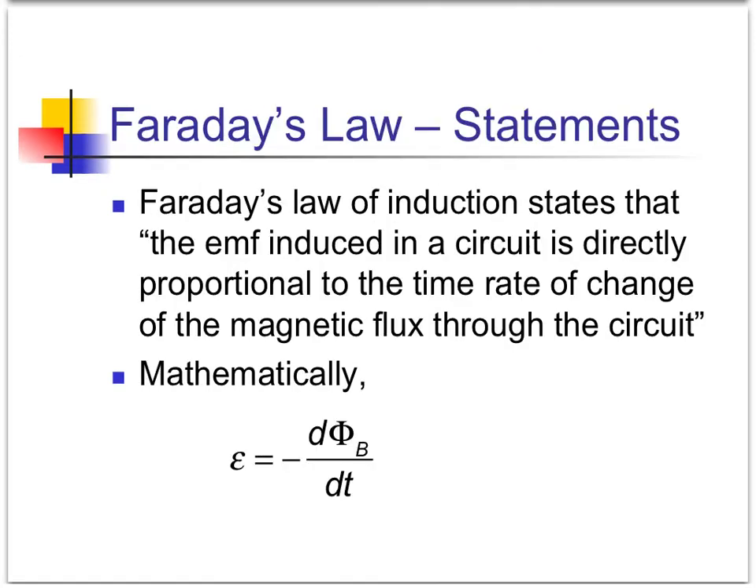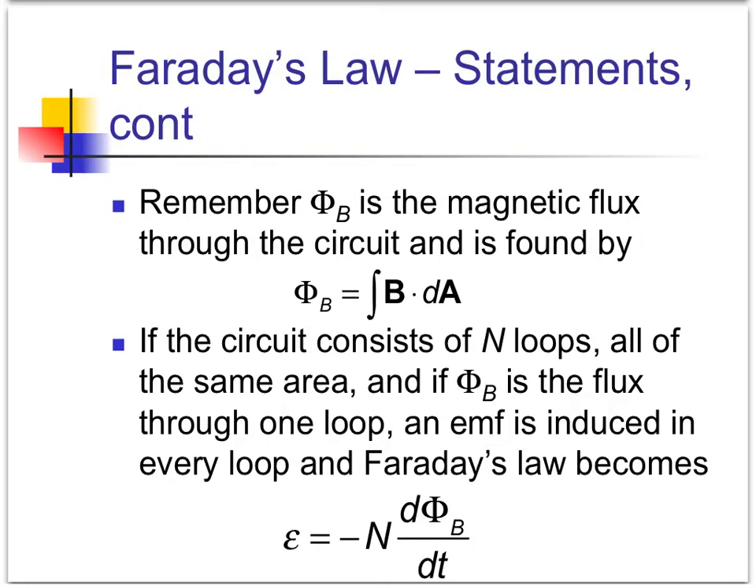And Faraday's law of induction says the induced EMF in a circuit is directly proportional to the time rate of change of the magnetic flux through the circuit, or mathematically, the EMF is equal to the negative time derivative of the magnetic flux. Now, we remember that phi is the magnetic flux through a circuit, and we find it by integrating B dot dA. If the circuit consists of N loops, all the same area, and if phi sub B is the flux through one loop, the EMF induced in every loop adds up, and Faraday's law becomes E is equal to N times d phi_B dt, where N is the number of loops.